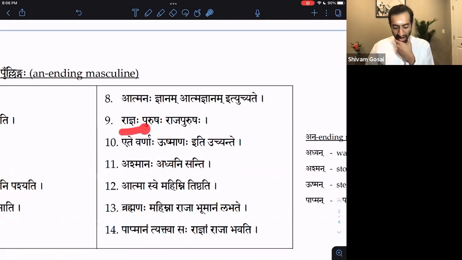Same thing here: rajñah purushaha, rajapurushaha. The king's person, the kingly person. We haven't seen rajña; we'll see that next class. Okay, we'll end here and then I'll break for questions.